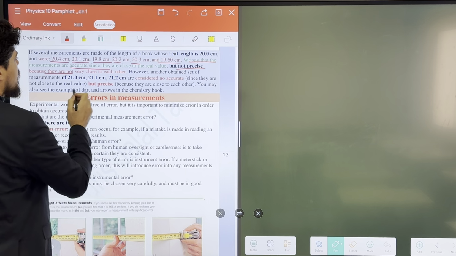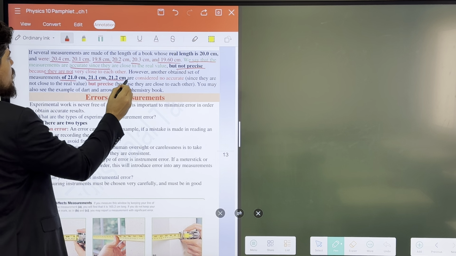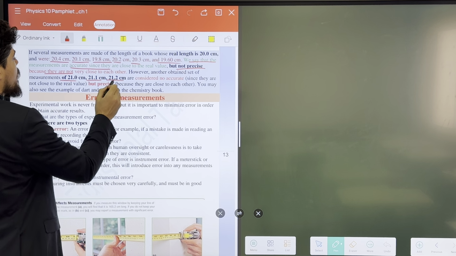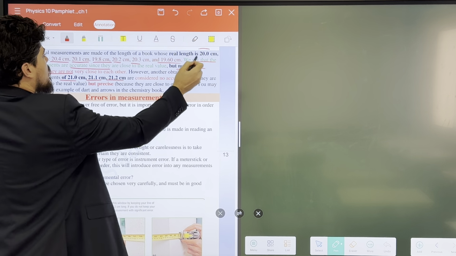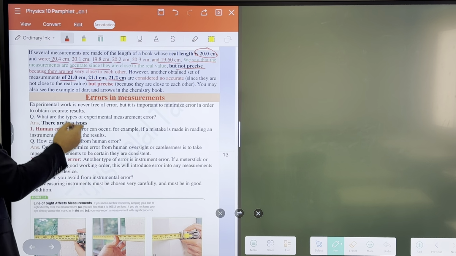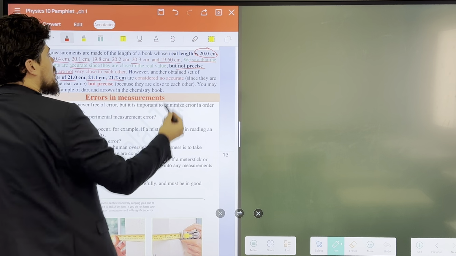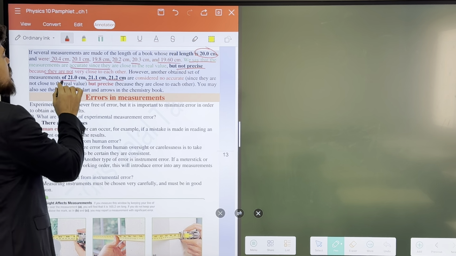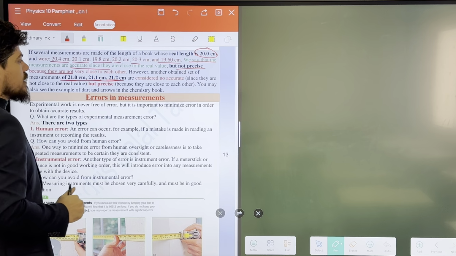However, take another obtained set, like measured 21, 21.1, 21.2. These three measured values are not accurate compared with the real length. Why? Because 21, 21.1, 21.2 is not close to the real value. So that is why these three measured values are not accurate. We cannot say this is accurate, okay?